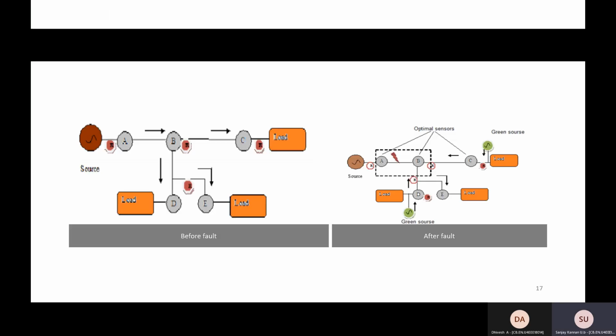Here we have a total of 5 nodes A, B, C, D, E, which feed different kinds of loads, and there is a fault occurring between A and B. So what happens is that initially, before the fault, the main source is feeding all the loads. When a fault is encountered between A and B, the main source will stop feeding all other nodes such as A, D, E, and C. And if we have a green source here, this will feed the other nodes such as C, D, and E after the fault.